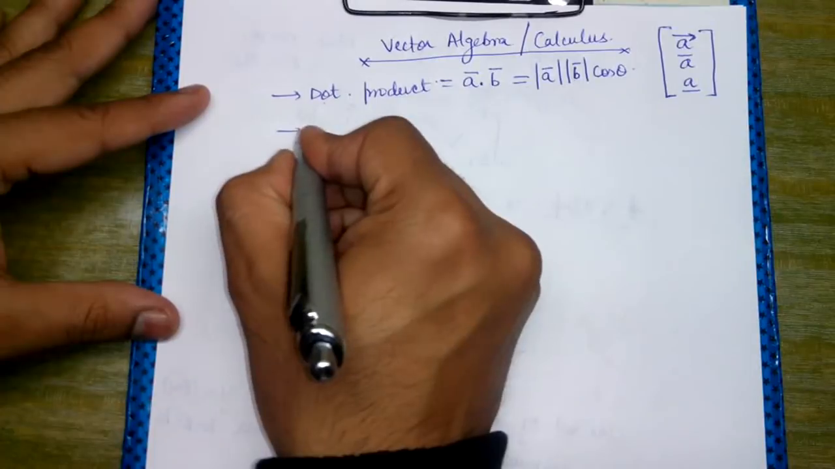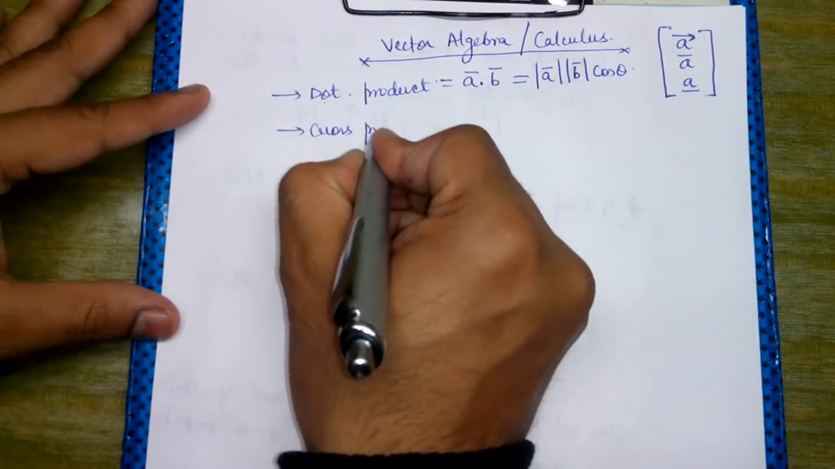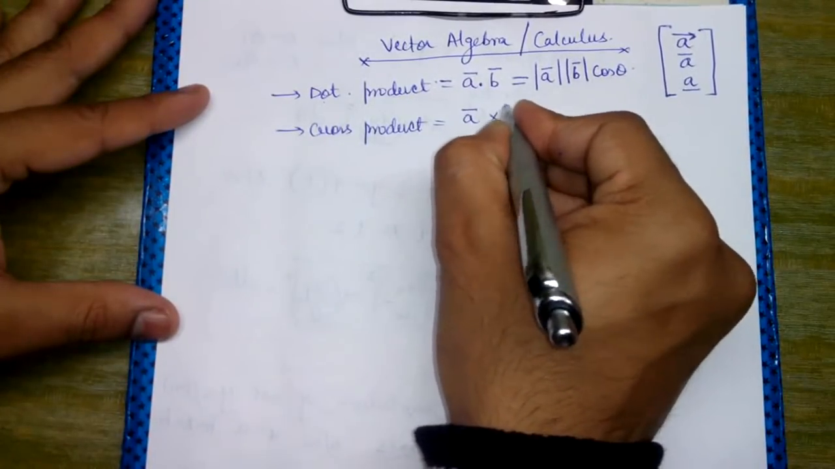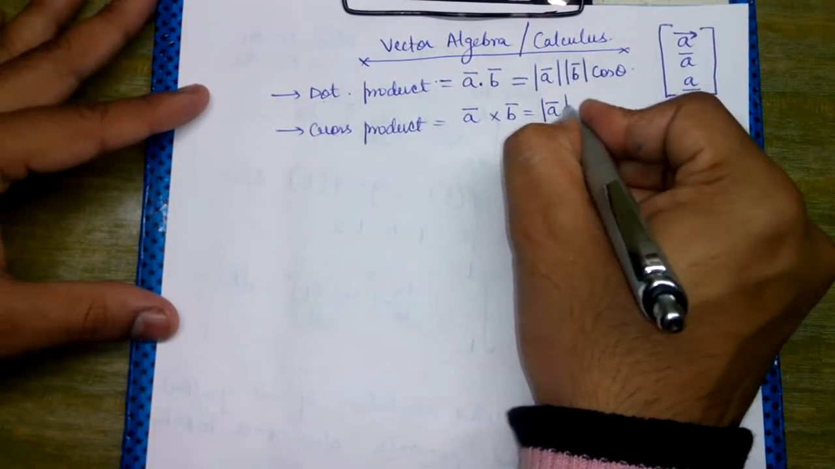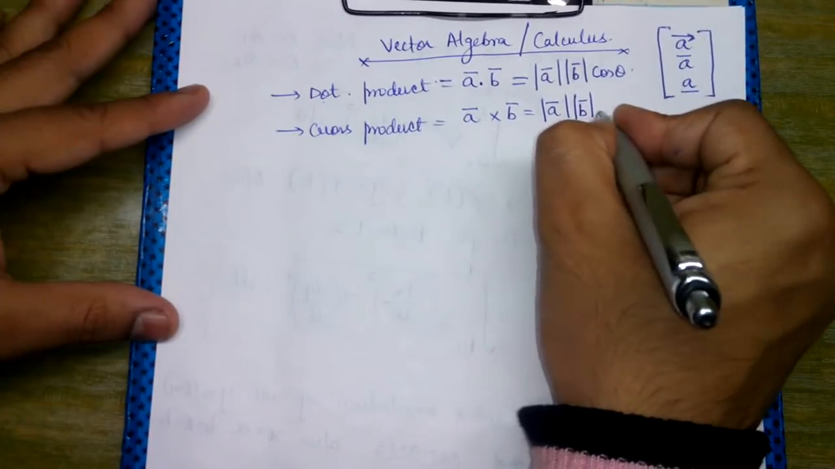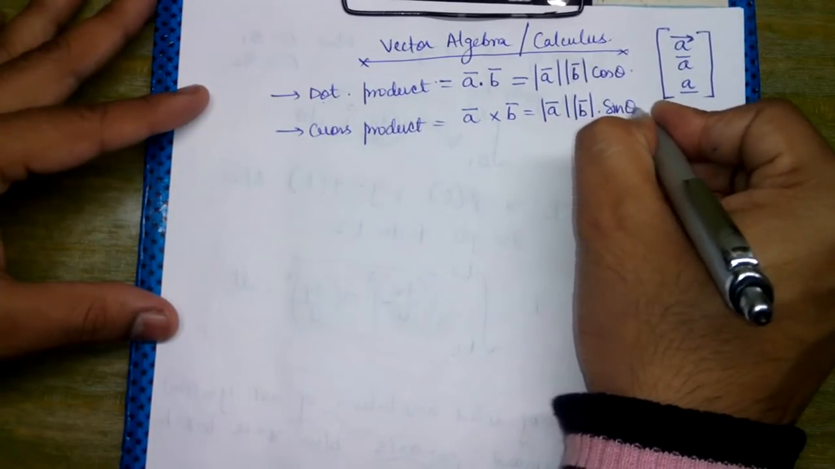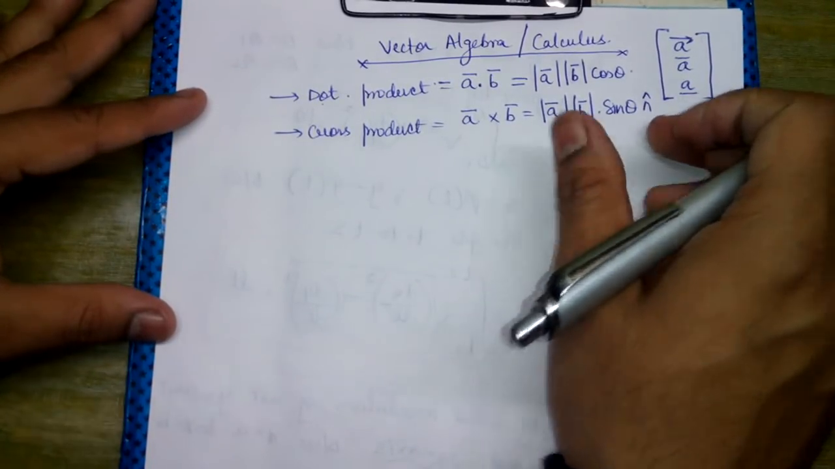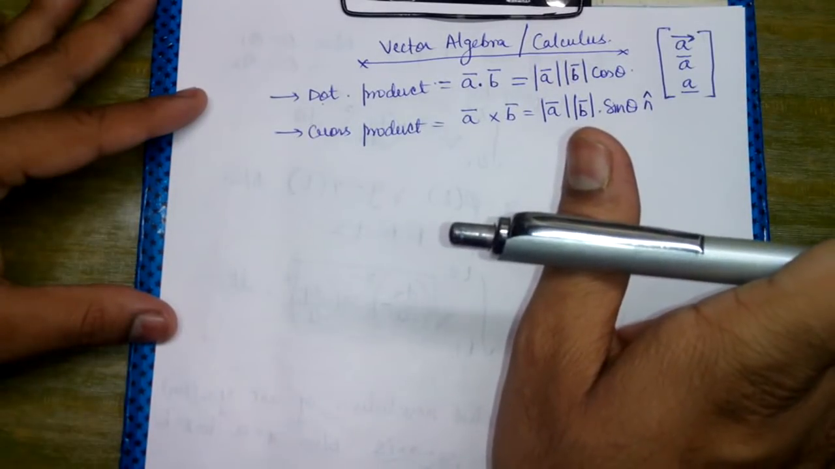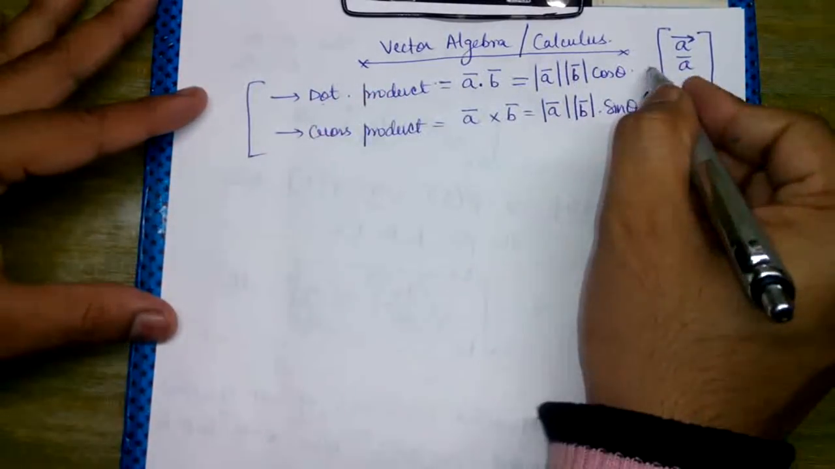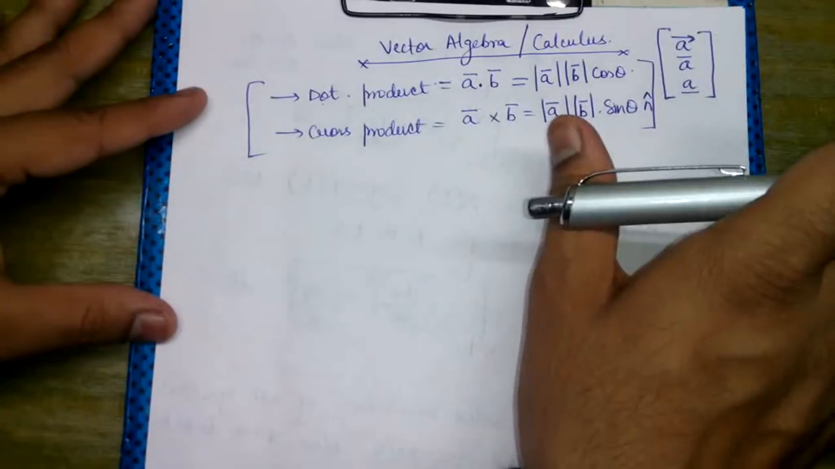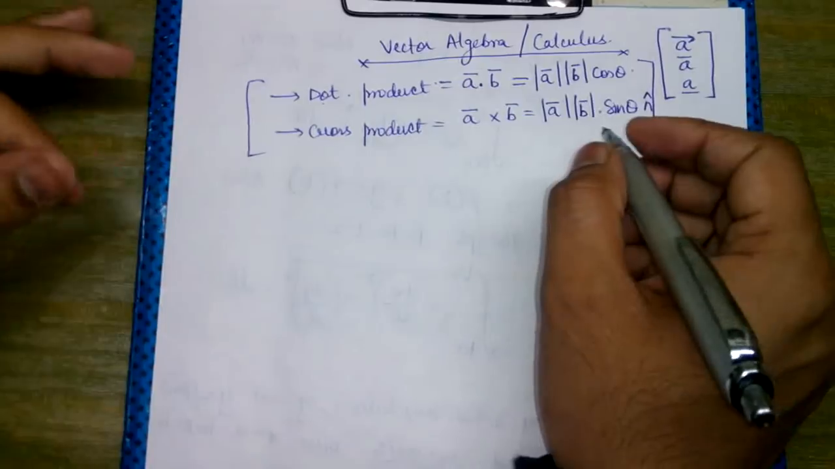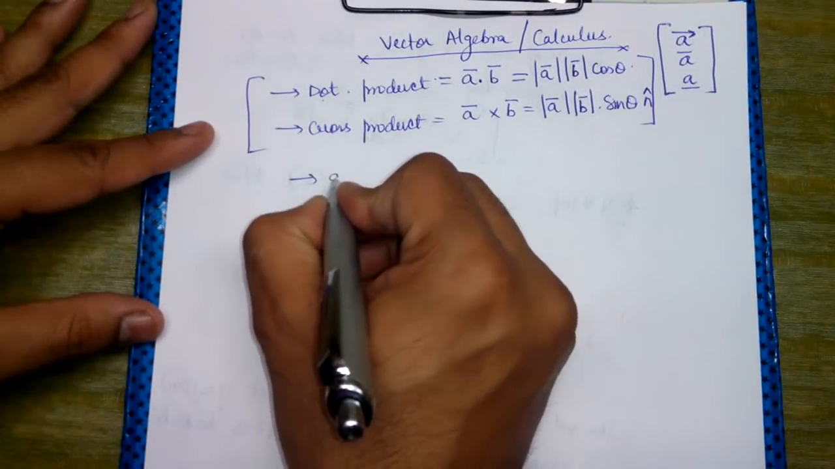Okay, next we have the cross product. Cross product is vector A cross vector B. This is nothing but the magnitude of vector A, magnitude of vector B, sine of the angle between the two vectors, and n cap, where n cap is a unit vector perpendicular to both A and B. So this is about the dot and cross products, and we already know what they are. Now we will go for the gradient.